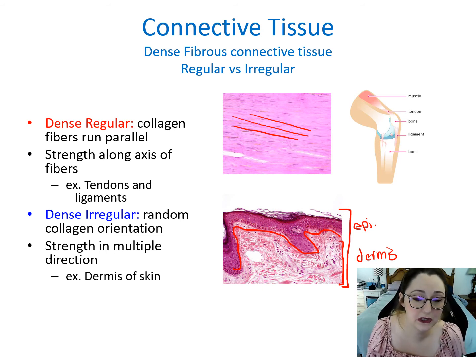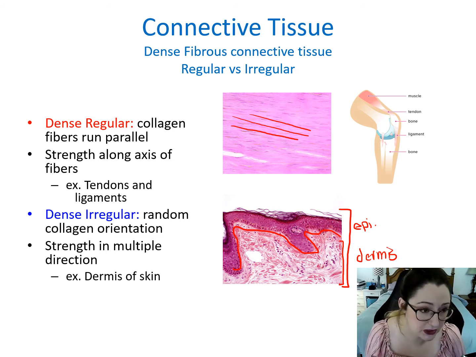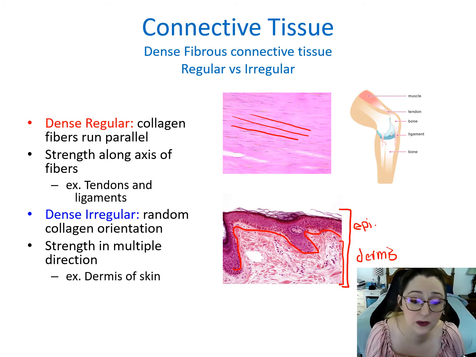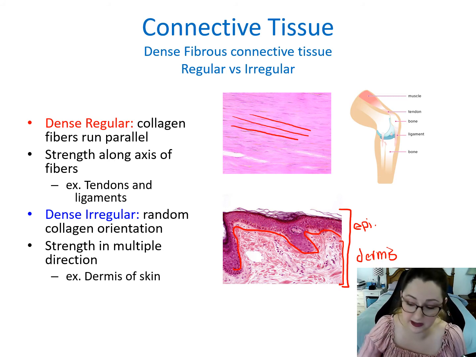Now I do want you to know the difference between these two types of tissues. I want you to know that dense regular is going to run parallel with each other, the collagen fibers, and dense irregular is a random collagen orientation. And do know what they look like with these slides.